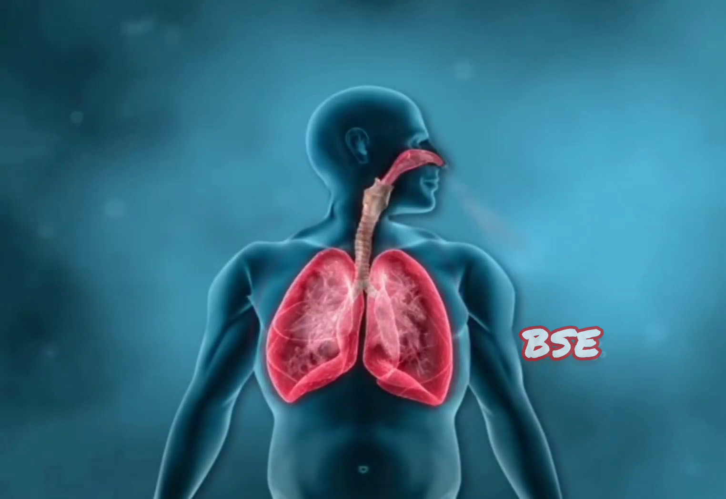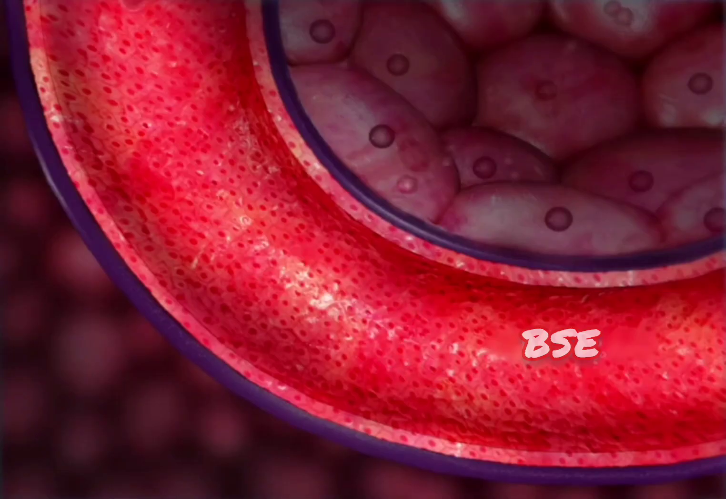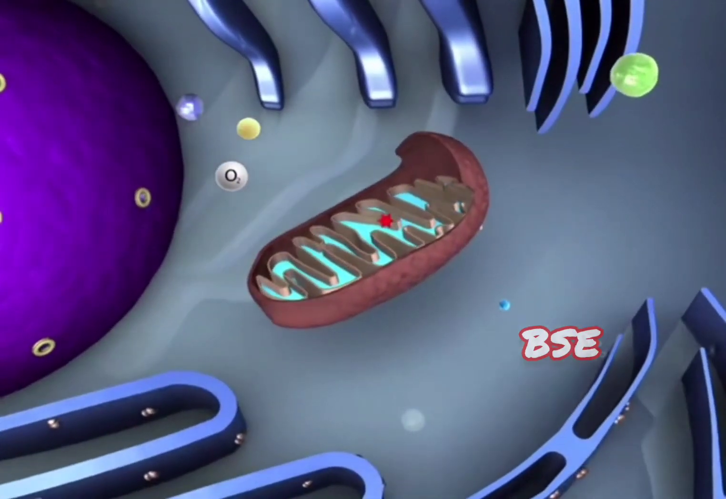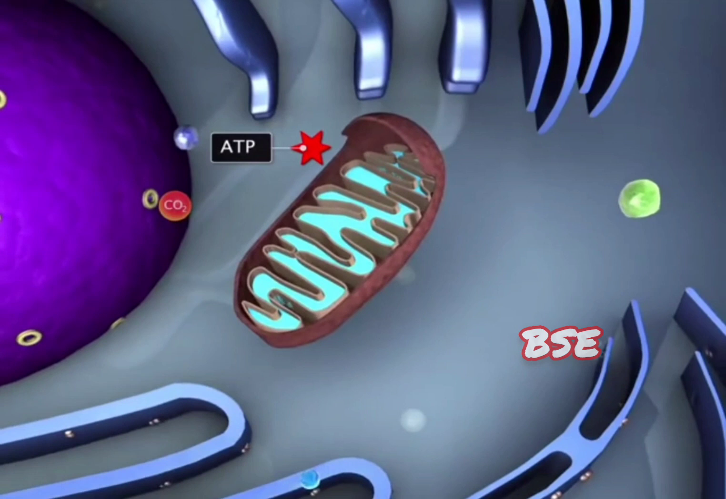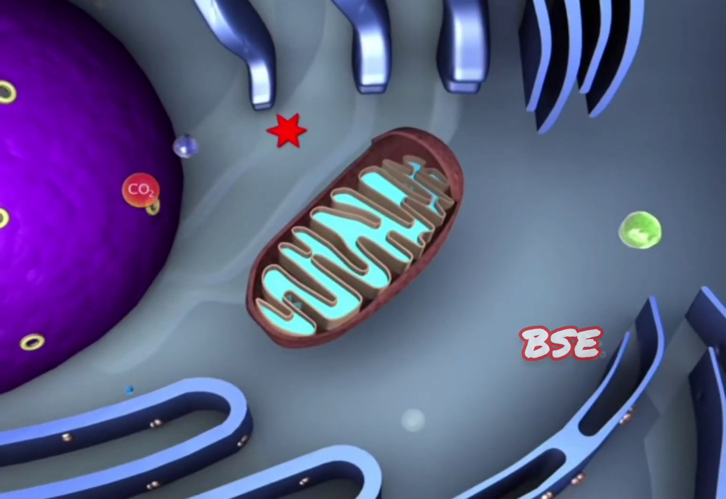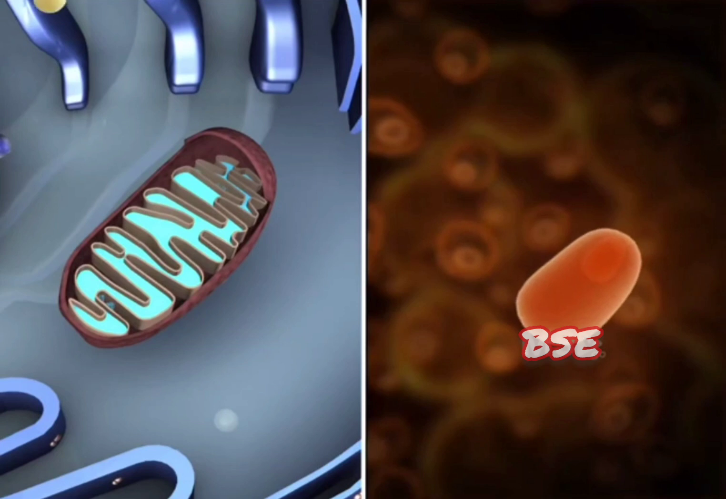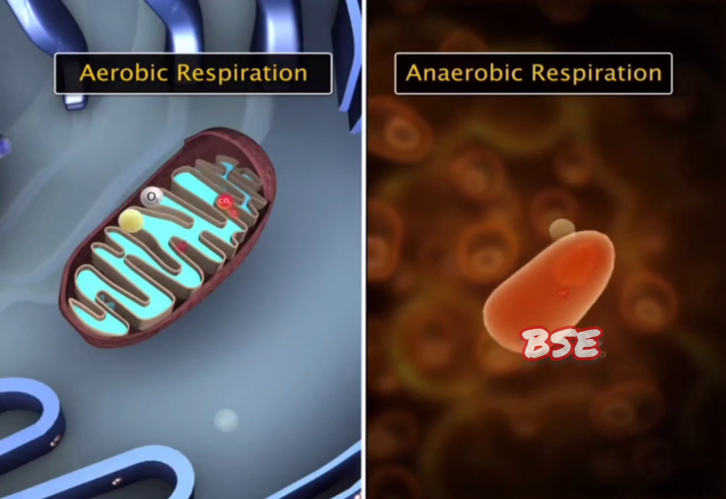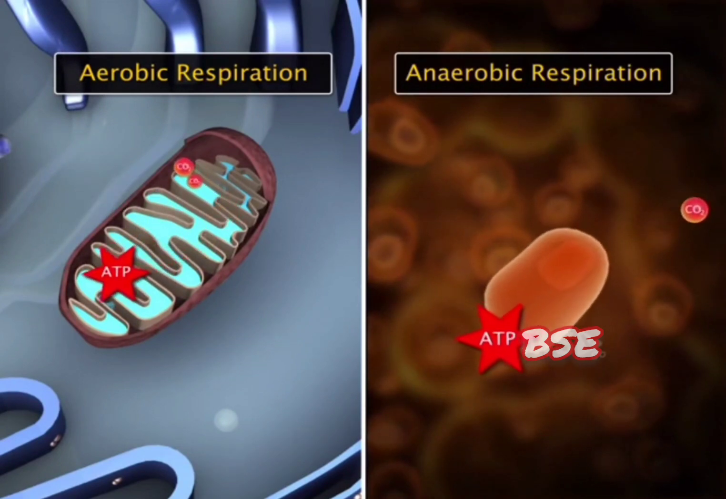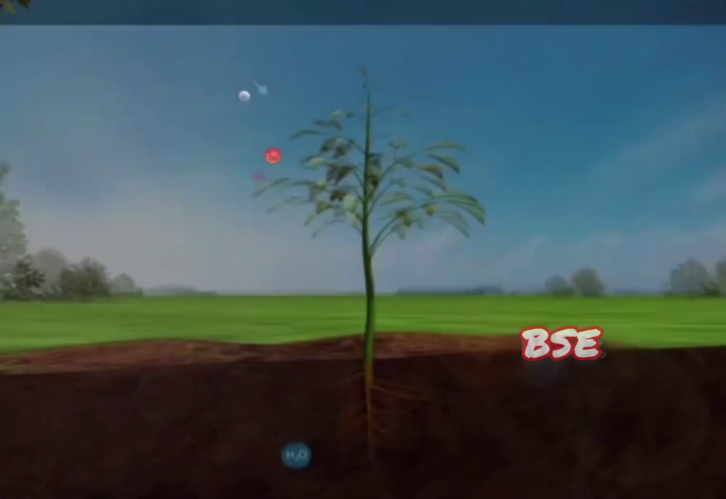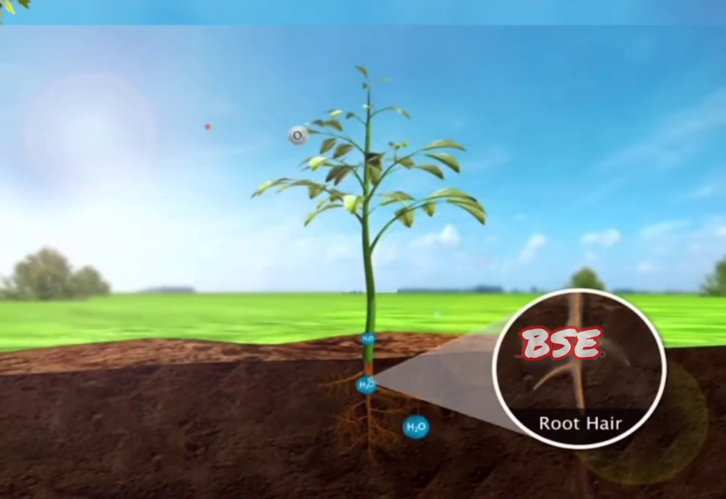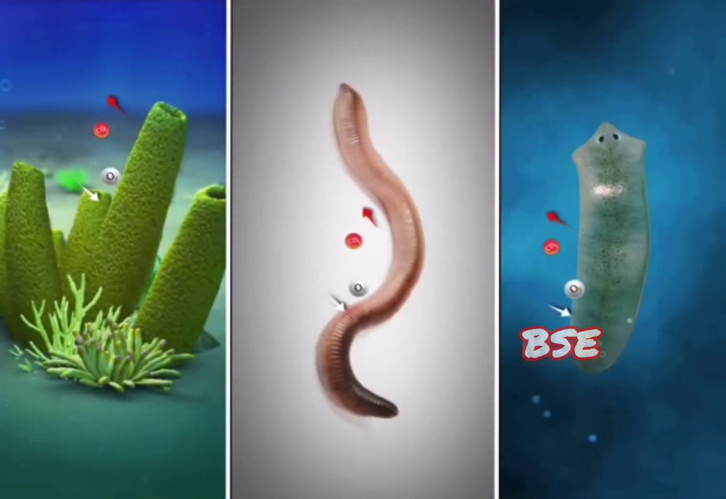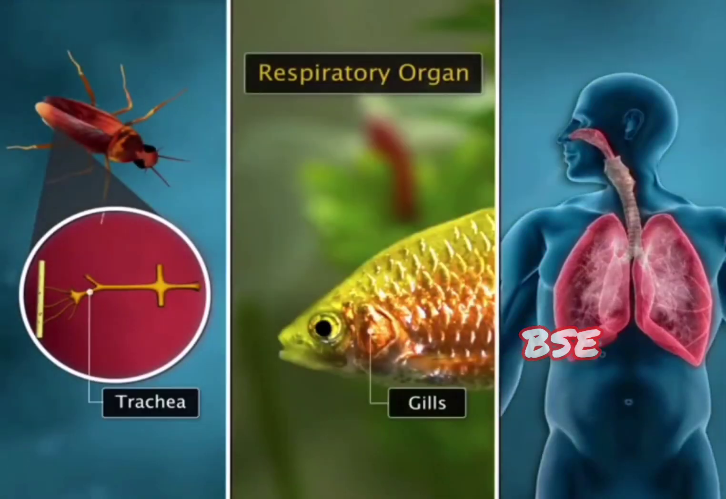Living organisms continuously take in oxygen to individual cells, converting the organic food into energy and carbon dioxide by a process called respiration. Respiration could be aerobic, utilizing oxygen, or anaerobic, in absence of oxygen, generating energy ATP and carbon dioxide in both the cases. Plants respire through root hairs, stomata, and lenticels. Animals do this by their entire body surface or have specialized organs for it.